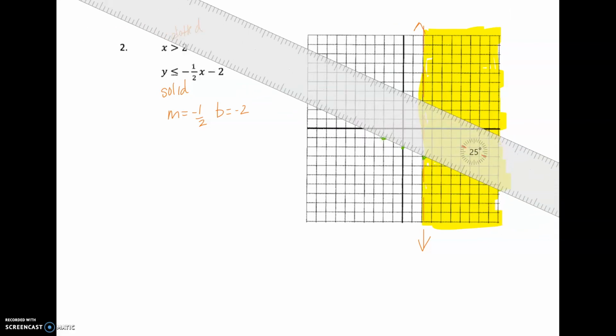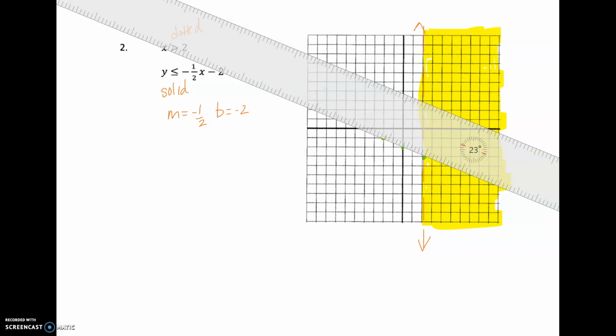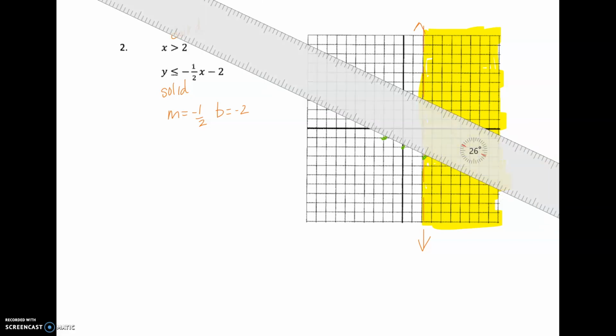Get my thing going. Oh, there it goes. Come on, pen. Let's see if there it goes.